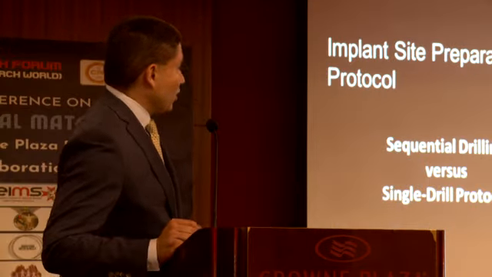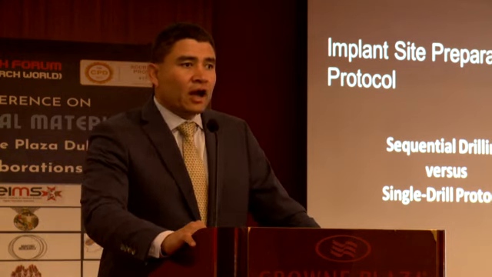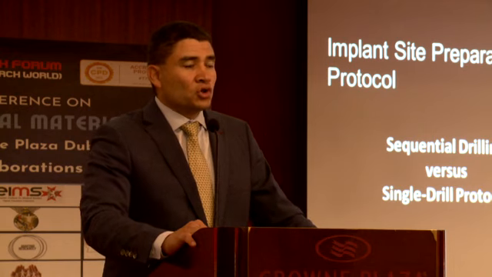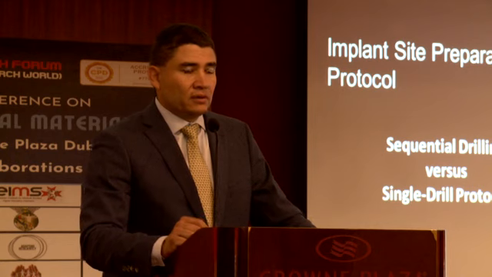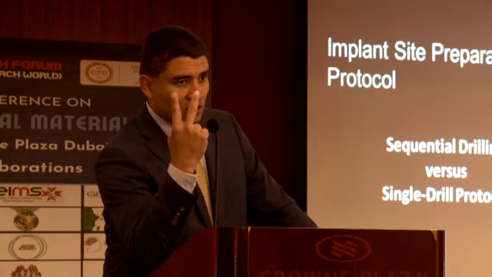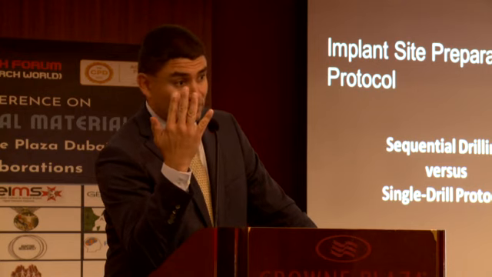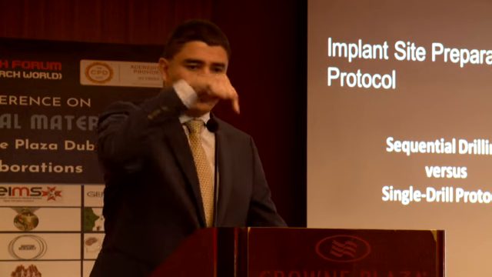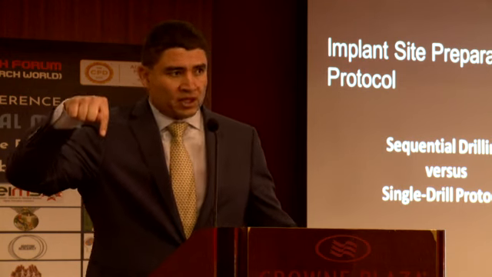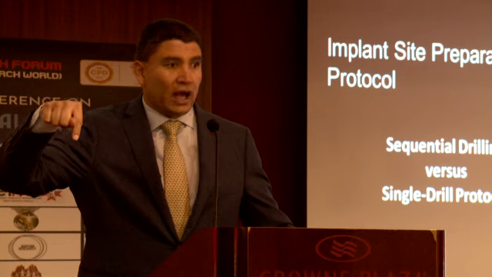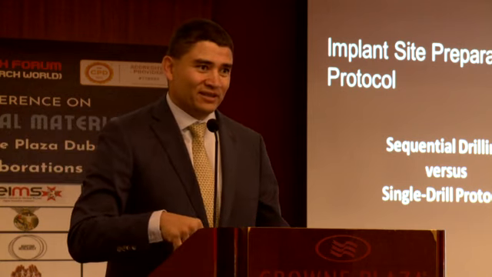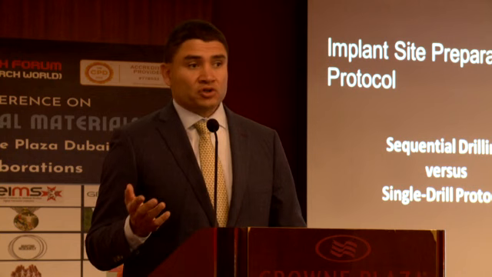Now, how many of you place implants, and how many drills do you use to place a 4 or 5 millimeter implant? 1 drill? No. 2 drills? No. 3 drills? No. 4 drills? Maybe. Sometimes 5 drills. Why? We go from 2 millimeter twist to 2.3, 2.8, 3.2, 3.7, 4.2. We place the implant now. Right? Why? Sequential drilling versus a single drilling.